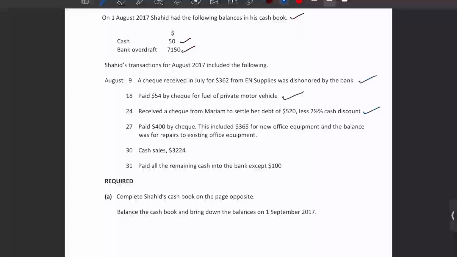So 520 into 2.5% is equal to 13. So how much will you receive out of the 520? If the discount is 13, 507 will be the amount that you are going to receive. The working as shown on the tube. So receive the check from Mariam to settle her debt of 520. There's 2.5% cash discount.